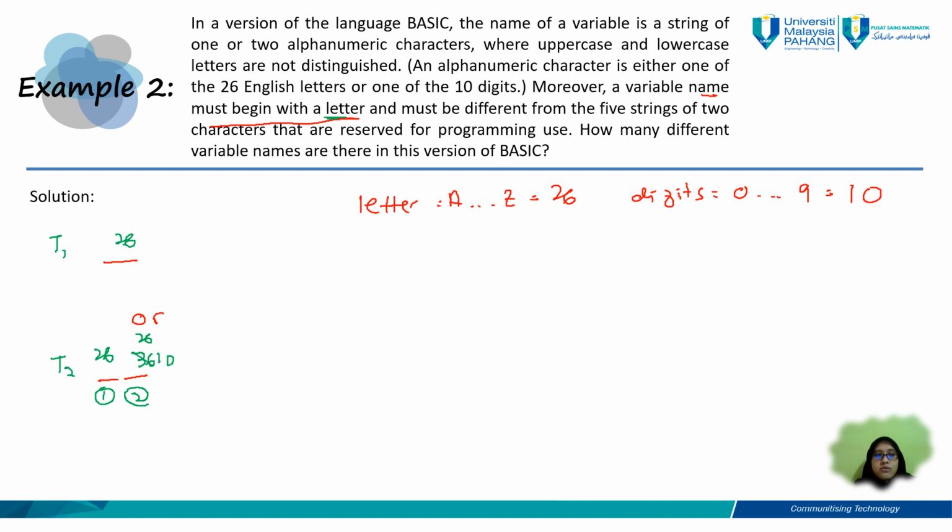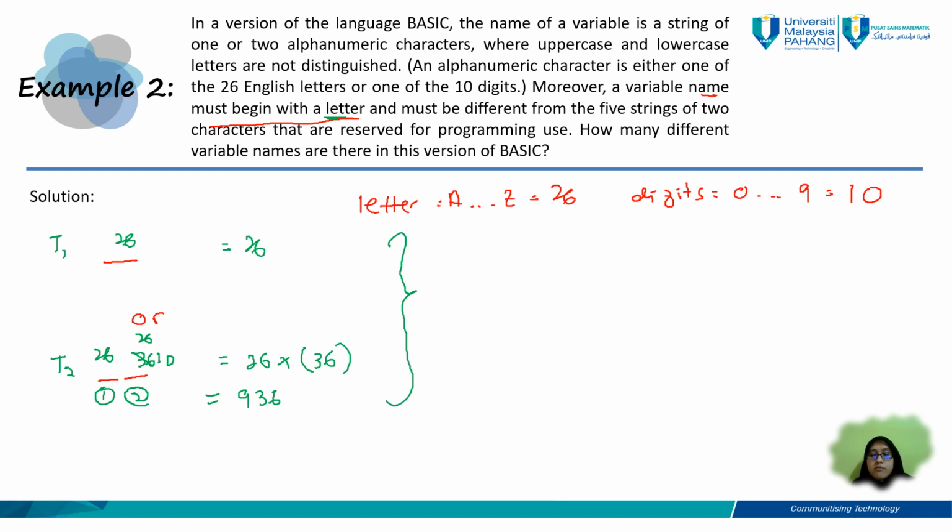So for the first task, we just have 26 only. And for the second task, we have 26 multiplied with 26 plus 10, which is 36. So we will have 26 multiplied with 36. We have here 936. So we sum task 1 and task 2.